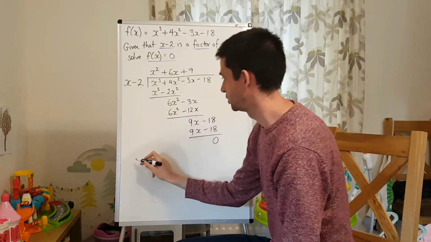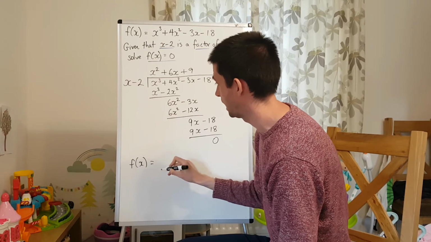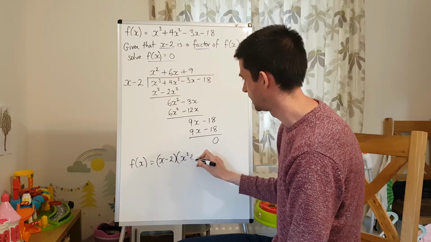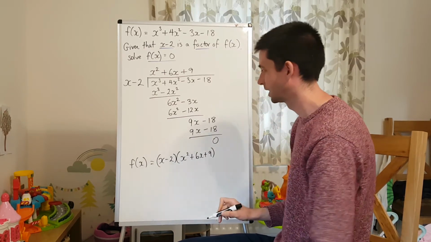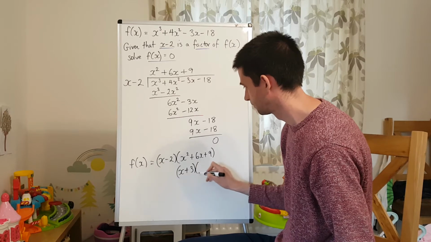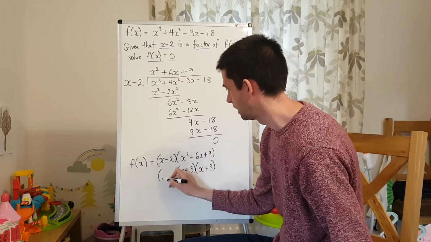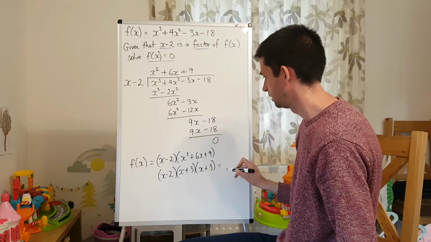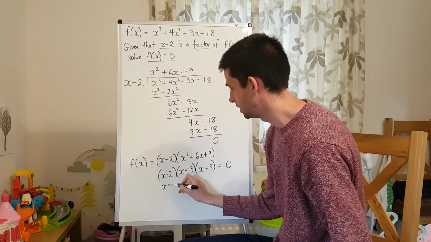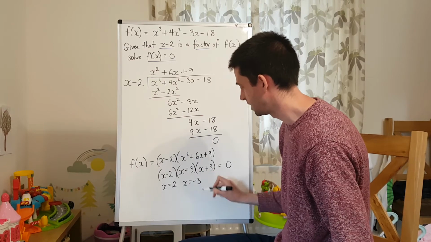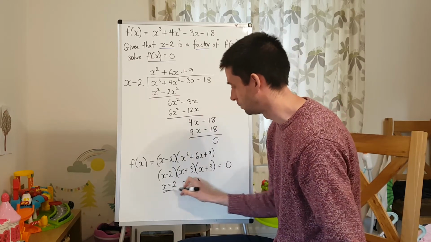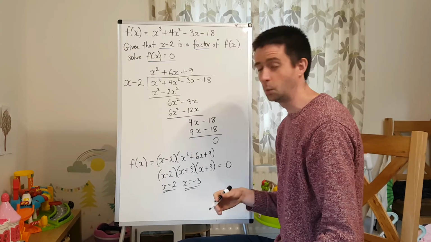So what that means is my function f of x, which is the original cubic, can now be written as x minus 2 times x squared plus 6x plus 9. I can now factorise this quadratic to x plus 3, x plus 3, and I've been asked to solve this function equals 0, which means that I've got solutions x equals 2, x equals negative 3, which is actually a repeated solution from this bracket here. So I have two solutions to this cubic. I have one where x equals 2 and one where x equals negative 3.